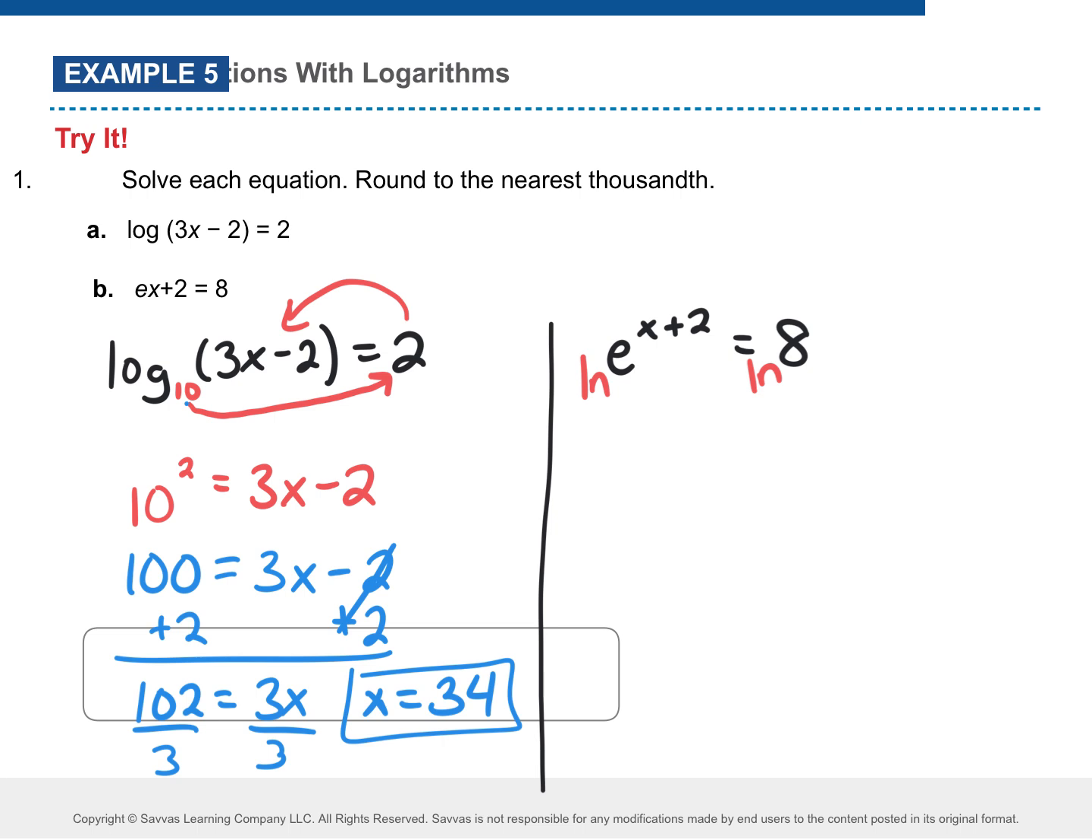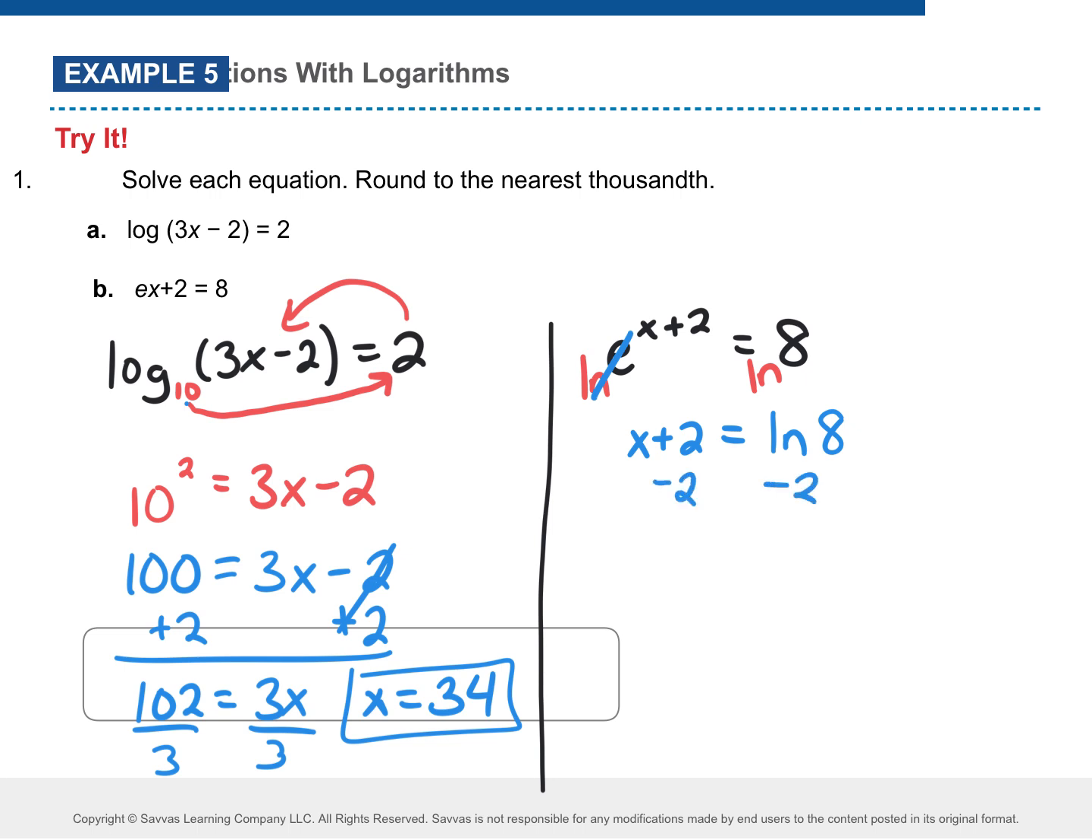What happens on the left? Yep, these cancel each other out, so I'm left with x plus 2 equals, now this just turns into natural log of 8. Okay, what do we do with that natural log of 8? Put it in your calculator. So everyone type in natural log of 8, hit enter. What do you have so far? Good, 2.0794.